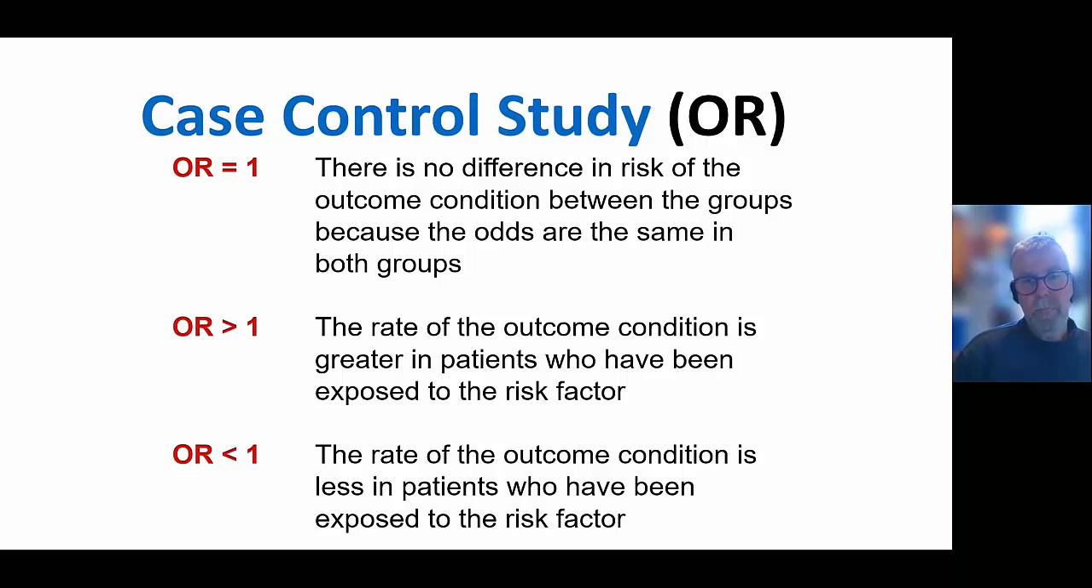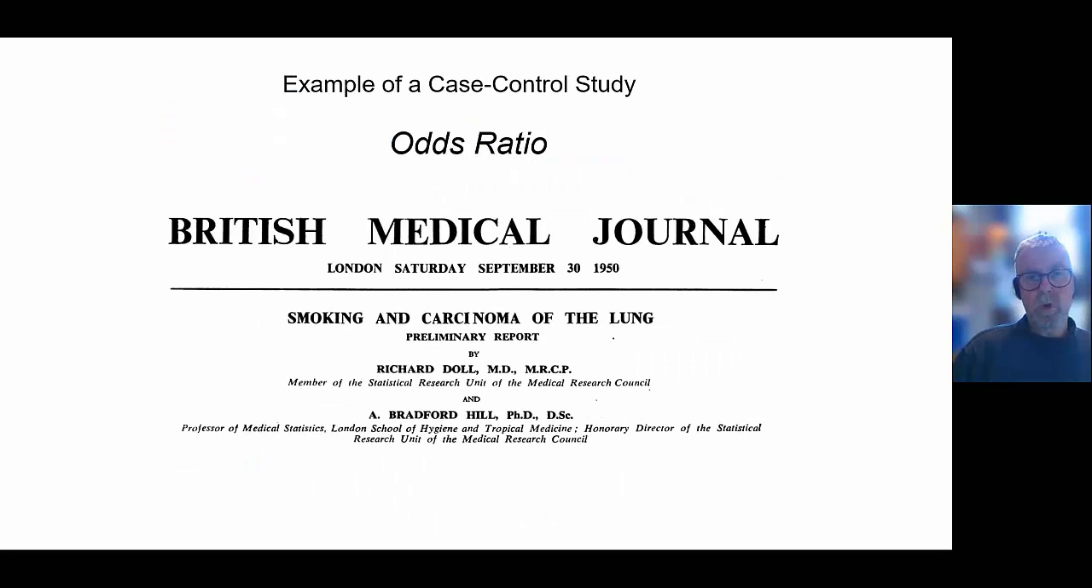smoking and lung cancer. Finally, if the odds ratio is less than 1, then the rate of the outcome condition is less in patients who have been exposed to the risk factor. This might be the case, say, for daily exercise and the development of obesity, where you might expect a beneficial association between exercise and the reduced risk of becoming obese. So, as promised, let's consider an example to help us in this.